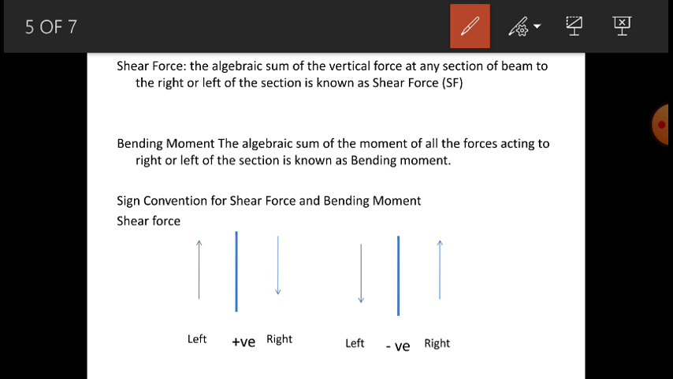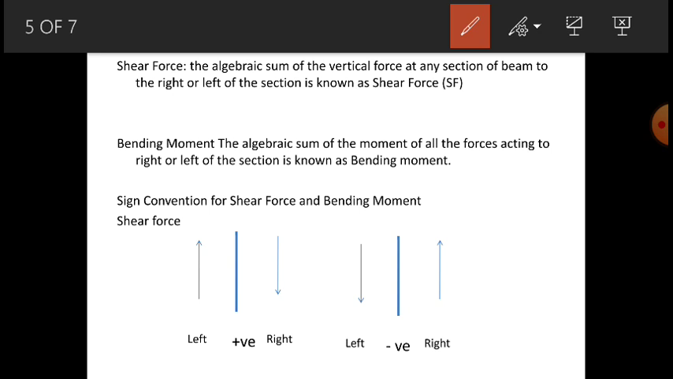Okay, so for the calculation of the bending moment, we first have to understand the sign conventions that have to be fixed. It is not a hard and fast rule that you have to apply the same sign conventions. You can apply the vice versa of these sign conventions.